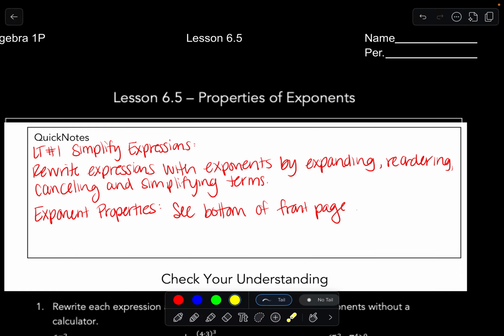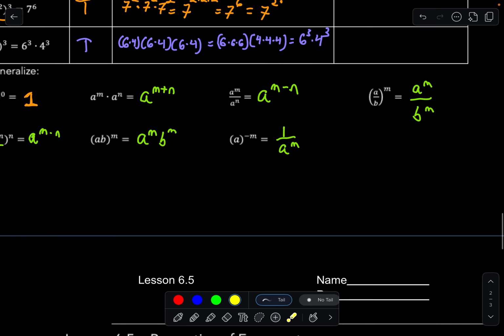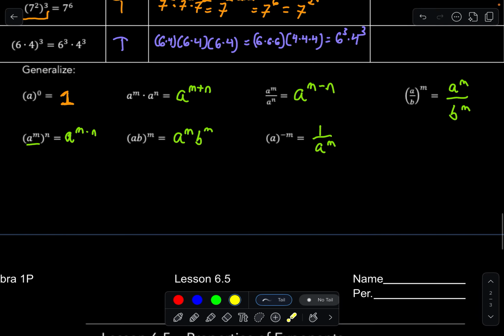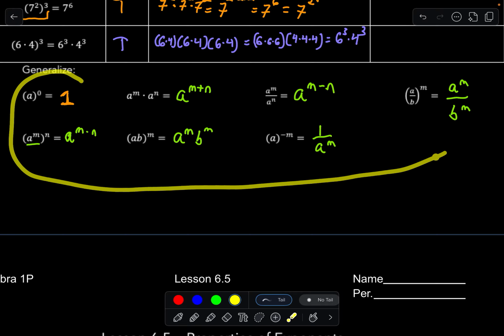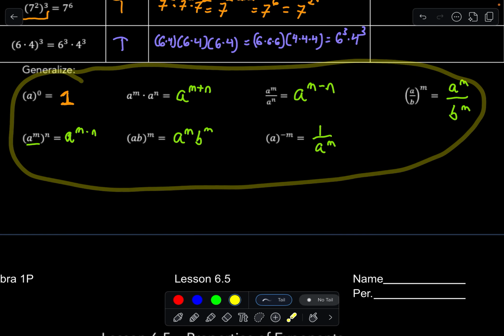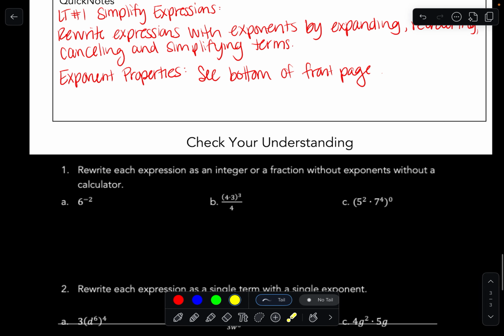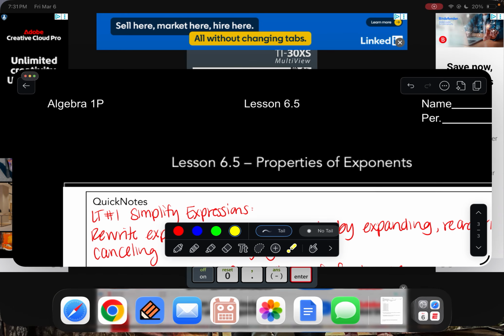Quick notes. Learning target number 1, simplify expressions. Basically, you're going to rewrite expressions with exponents by expanding, reordering, canceling, and simplifying terms. Exponent properties, see bottom of front page, which is this. These are the basic generalizations, the rules that you need to memorize right here. Commit this to memory, okay? Cannot express that enough. And that's the end of the first part.